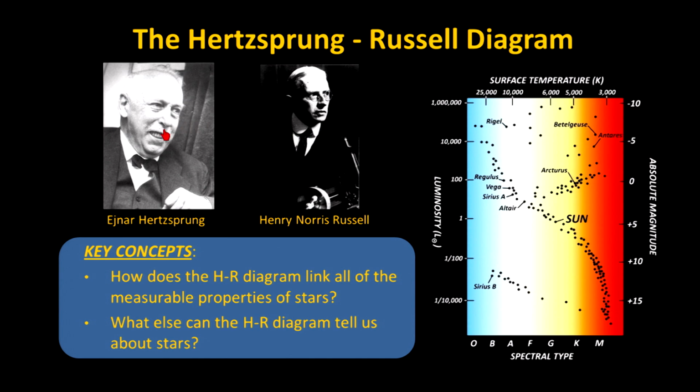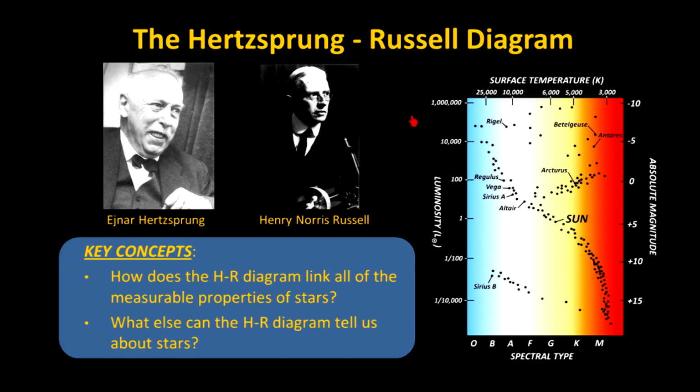And so Mr. Hertzsprung and Mr. Russell discovered that you can pull together all of the physical features of stars into one diagram that suddenly becomes very descriptive and very helpful. And in their honor, we refer to this as the Hertzsprung-Russell diagram, or in short, we call it the HR diagram. And that's what's here on the right, and we'll come back to this in just a minute and look at it in detail.